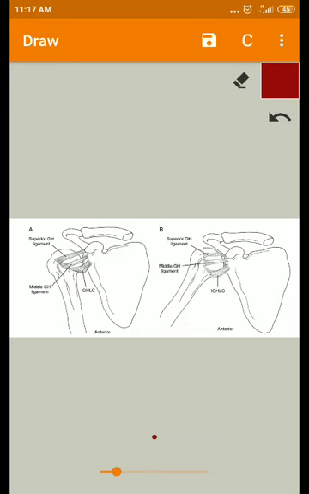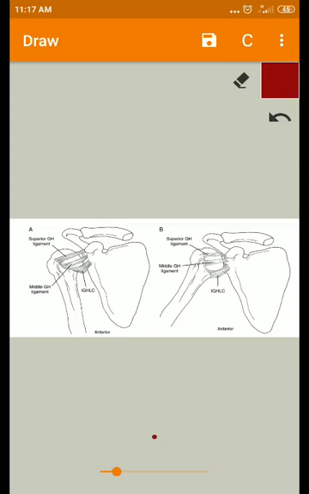Students, welcome back. Now we are going to see the movement restraints provided by the glenohumeral ligaments. That means how these ligaments limit the translations of the humeral head on the glenoid fossa. Each ligament contributes differently to glenohumeral stability.